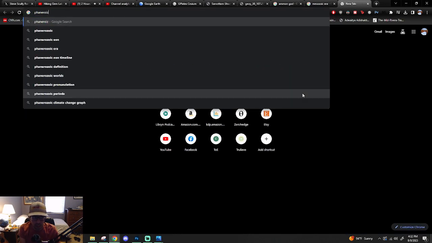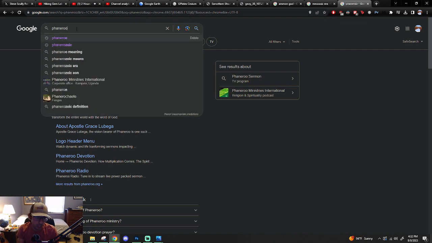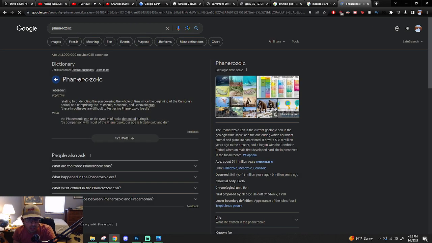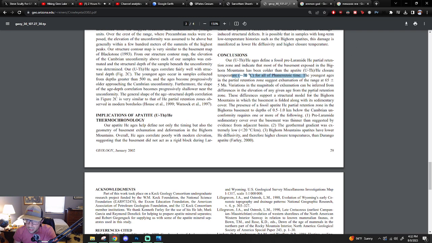Phanerozoic is not spelled right whatsoever. It's 541 to present, so during the Earth expansion process is when that is. These differences support a structural model for the Bighorn Mountains in which the basement is folded, like currents flowing and causing folds, along with its sedimentary cover.